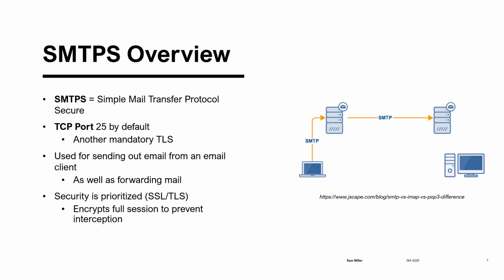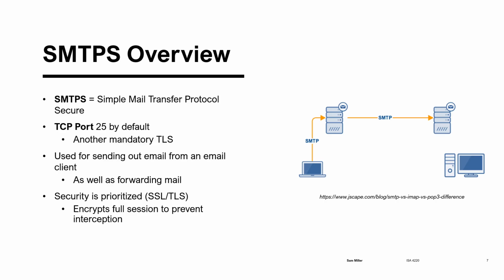So now let's do an overview of SMTPS. SMTPS stands for Simple Mail Transfer Protocol Secure. It runs on port 465 using implicit TLS, ensuring that the session is encrypted from the start. Again, this is kind of a repeating factor that we're going to see. We want to make sure that the ports are secure. We don't want to be running anything plain text that can be easily intercepted. It's used by clients to send mail and by servers to forward them.